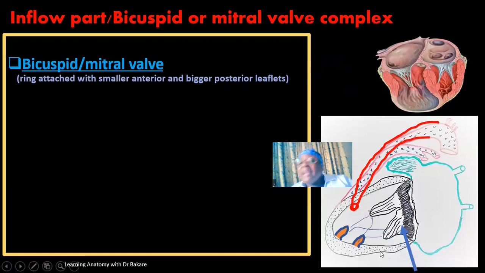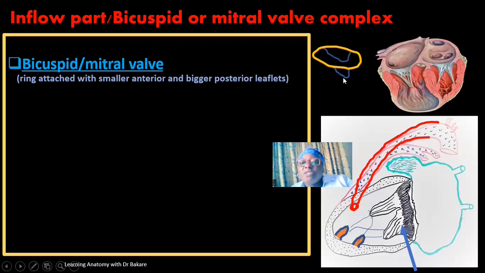So going further and looking at the configuration of the bicuspid valve, from the name bicuspid, it means it is a two-leaflet kind of valve. So you have a ring, this is the bicuspid ring, and on the ring, we have two leaflets attached. On the anterior part, we have the smaller anterior leaflet, and on the posterior part, we have a bigger posterior leaflet. So we have two leaflets, and that is why it is called the bicuspid. It has two cusps, and these are the leaflets.